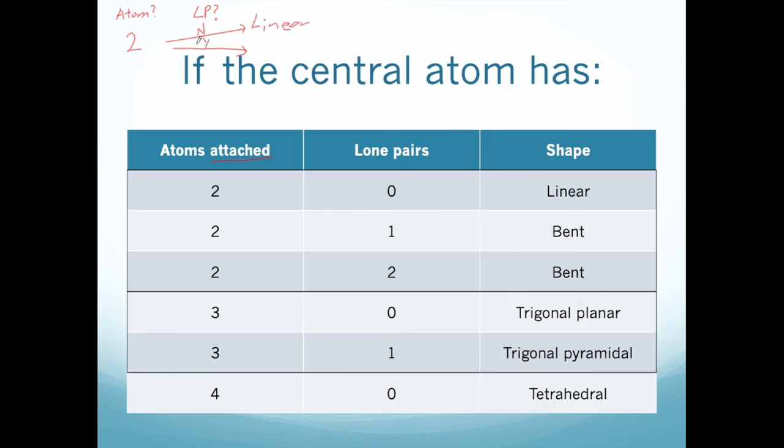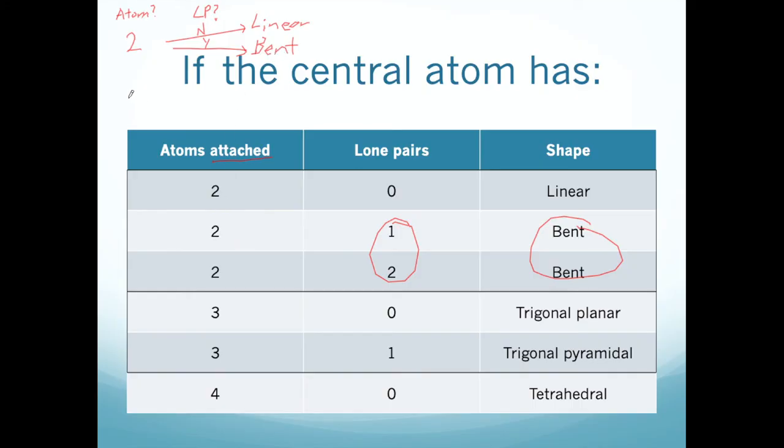As soon as you have lone pairs on the central atom, that lone pair or lone pairs is going to push those 2 atoms closer to each other, thereby bending the molecule. So that's why both of these bent shapes here, it doesn't matter whether you have one or two lone pairs, we still have a bent shape for that molecule. As soon as you have one or two lone pairs, those two atoms are going to be pushed towards each other, bending that molecule.